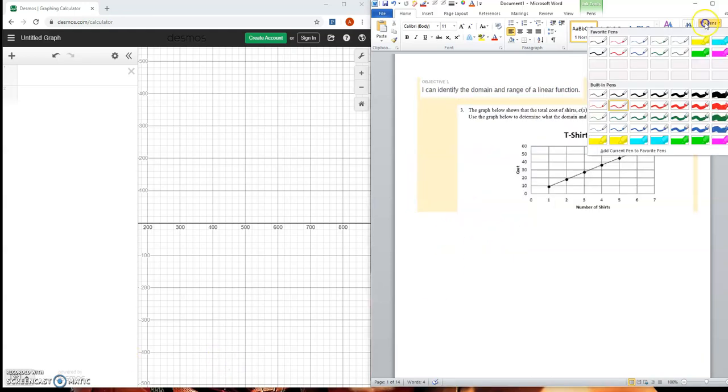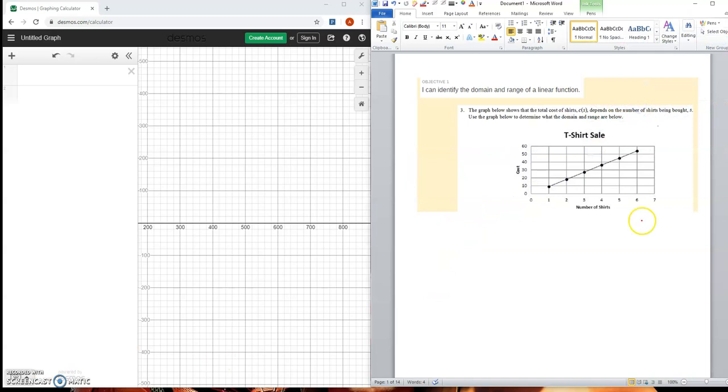So still on objective 1, this is another problem on domain and range given a graph. If you read the problem, it's going to ask you for the domain and range. So the domain, again, marked left to right, and those are your numbers. So your domain is from 1 to 6 shirts.